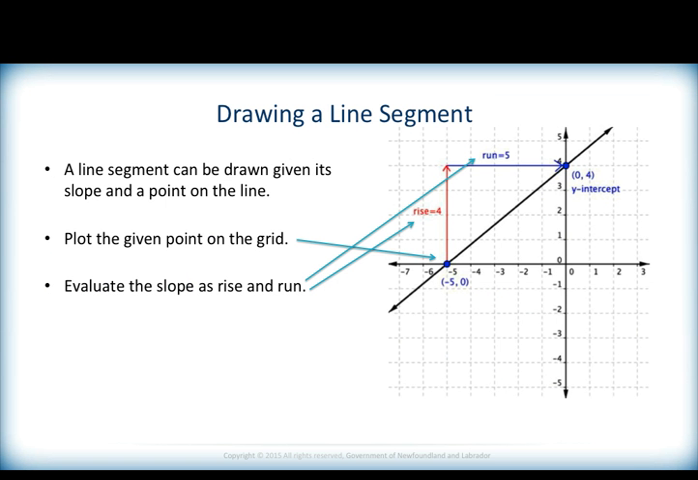So a line segment can be drawn given its slope and a point on the line also. So first, if you're given a point, you will plot that point first on the grid, as you can see here. -5 and 0 was plotted first. You'll evaluate the slope as rise and run. So in this case, the slope is going to be 4/5. So we have a rise of 4 and a run of 5. So we're going to go up 4 units and to the right 5 units since it's positive. And we're going to keep doing this process until we end up stopping. And as you will notice on this line, we will have a y-intercept of 0 and 4, which will be later discussed.